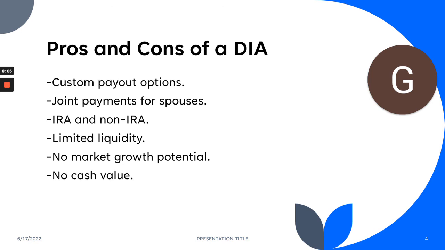There's no market growth potential. These are very safe products, meaning it's not tied to any kind of index or any kind of sub-accounts like variable or fixed index annuities. So basically, you put your money in, you're going to get a stream of income on the way out, and that's about it. There's no cash value as well, so you really can't go in and surrender this type of contract. A lot of times, once you get into it, you're pretty much locked into it. So look at it like an income annuity. Once you put your money in, you're locked in, and you can't get out of it.